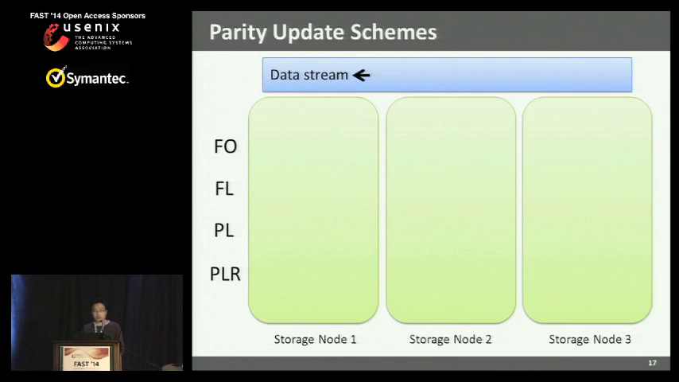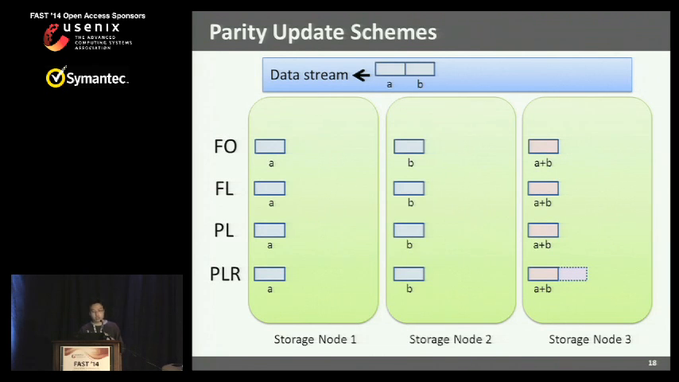Let's take a look at an example to see what that means. We consider there are some data streams. We have three storage nodes. Two of them will be storing data, and the other one will be storing parity. Here we have data chunks A and B coming. We store A and B on two nodes, compute the parity, and store it in node 3. Notice that we reserve some space next to the parity chunk so that later we will store the parity delta in this reserved space.